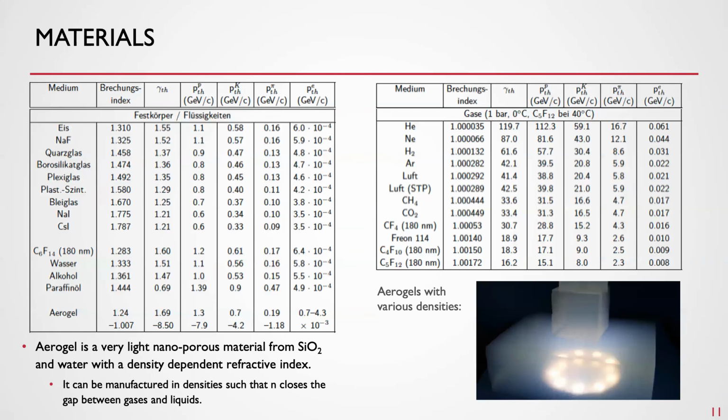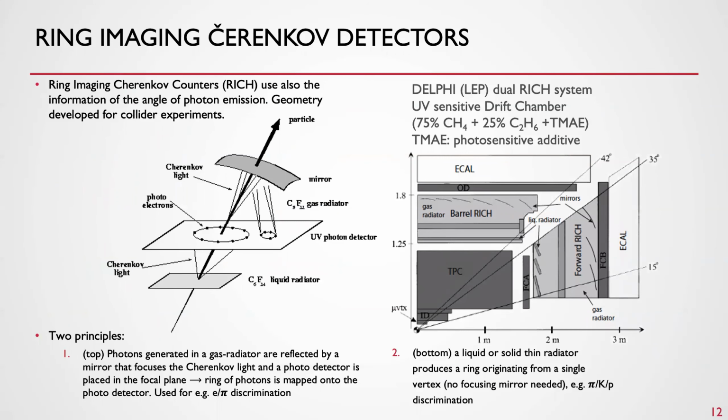Okay, so much about Cherenkov counters. A famous and spectacular detector are the ring imaging Cherenkov detectors, so-called RICH. A RICH also uses the information of the angle of the photon emission. Look, for example, here there is a Cherenkov liquid radiator, a thin layer of liquid, a particle is going through, and because the refractive index is large, the emission angle is large, and a Cherenkov ring is projected on a photodetector.